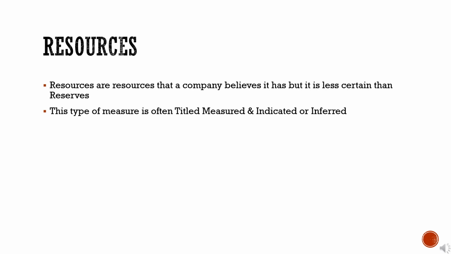Next is resources. Resources are resources that a company believes it has, but is less certain than reserves. Now, this could mean that they've had less extensive drilling, or that they are less sure about the system, but these are often used in preliminary economic assessments. They include titles measured and indicated or inferred. So from most certain to least certain, it's proven, probable, measured, indicated, then inferred.